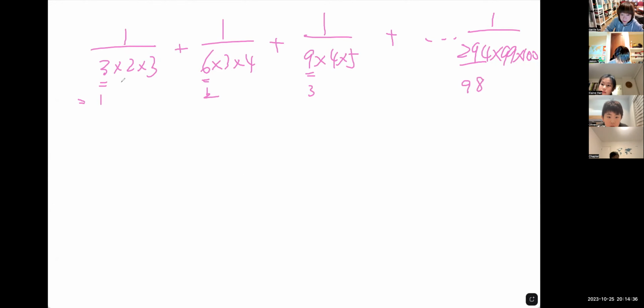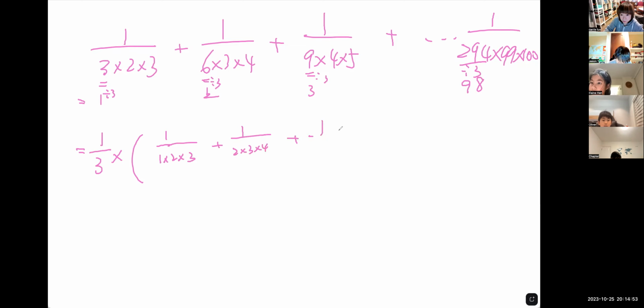But if you take a look at this one, this is exactly divided by 3, divided by 3, divided by 3, divided by 3. So it's 1 over 3 times 1 over 1 times 2 times 3, plus 1 over 2 times 3 times 4, and plus 1 over 3 times 4 times 5, and plus all the way to 98 times 99 times 100.